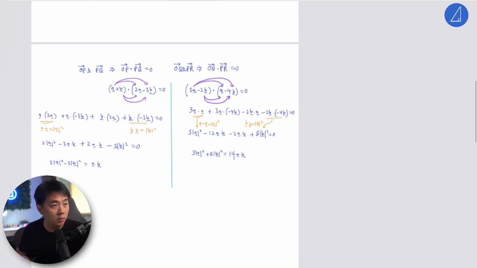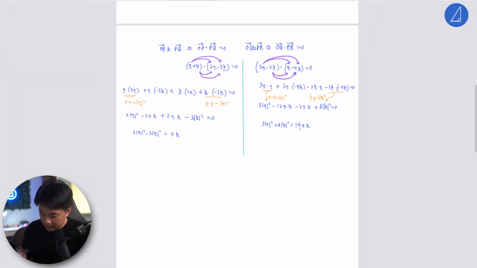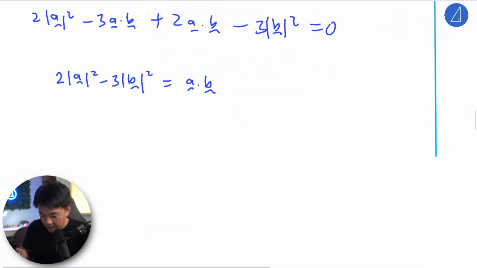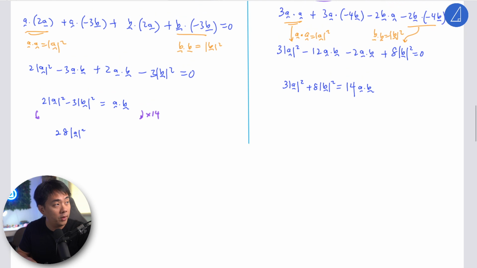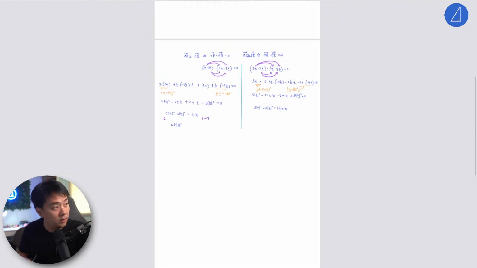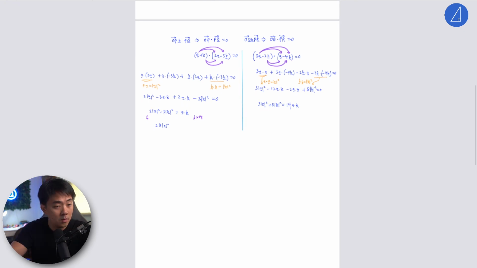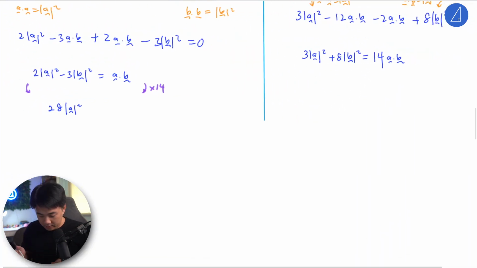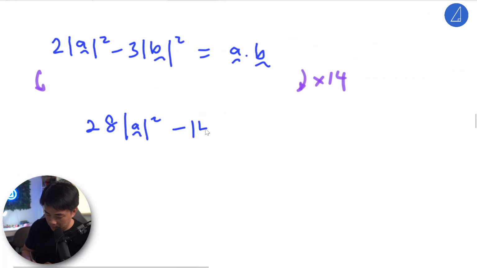I think we just need to merge both of them together. So for this, you can say it's 14. The one here is 14ab. So what I'll usually do is just multiply 14 to the first equation here, throughout. This will be 28 mod a square. Then 3 multiplied by 14, what will we get? 3 multiplied by 14 is 42. Minus 42 mod b square equals 14a dot b.